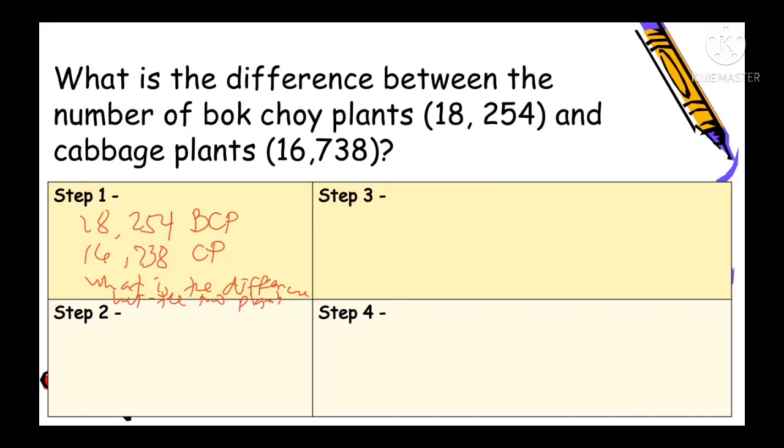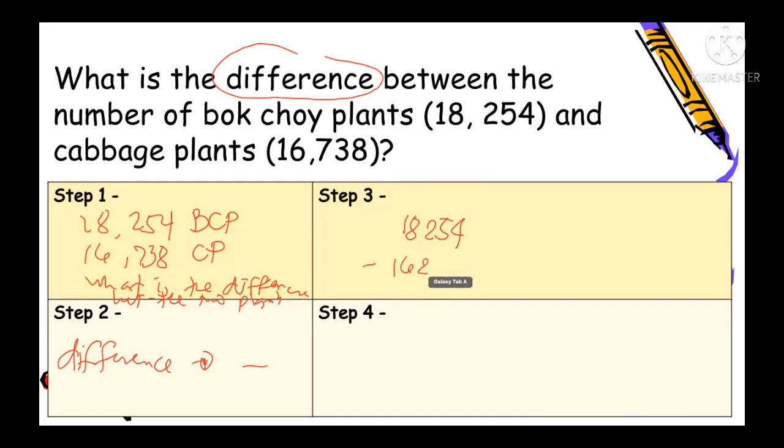Now, do you see a clue here? Yes, very good. What is that? That is difference. So we'll put here difference. And difference is plus or minus? Minus. Good job. So therefore, since minus, I will put first here the greater number, which is 18,254 minus 16,7, sorry.